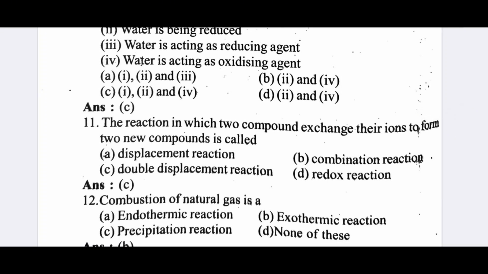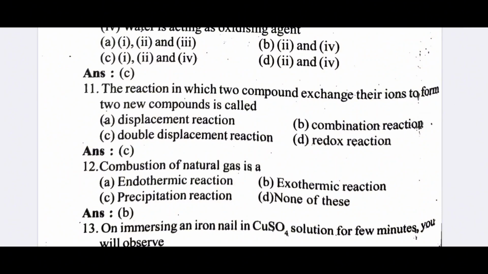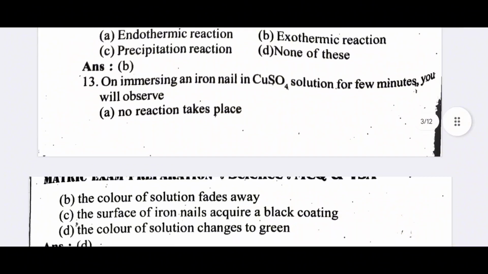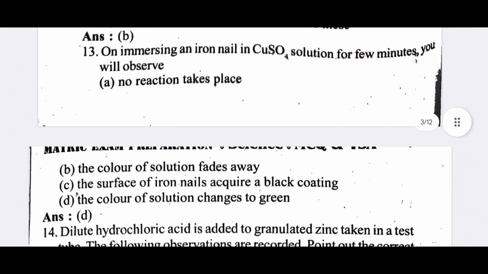Combustion of natural gas is a B number, exothermic reaction. On immersing an iron nail in a copper sulfate solution for a few minutes, you will observe: answer is D. The color of solution changes to green.